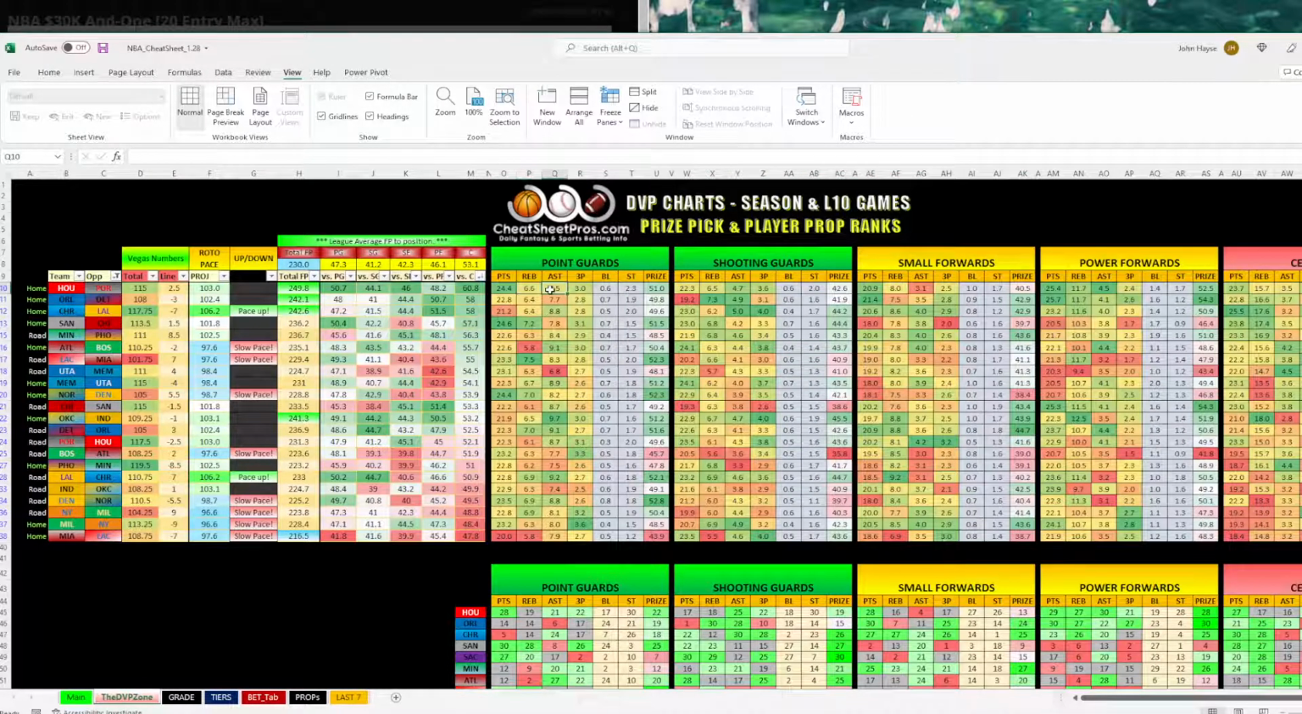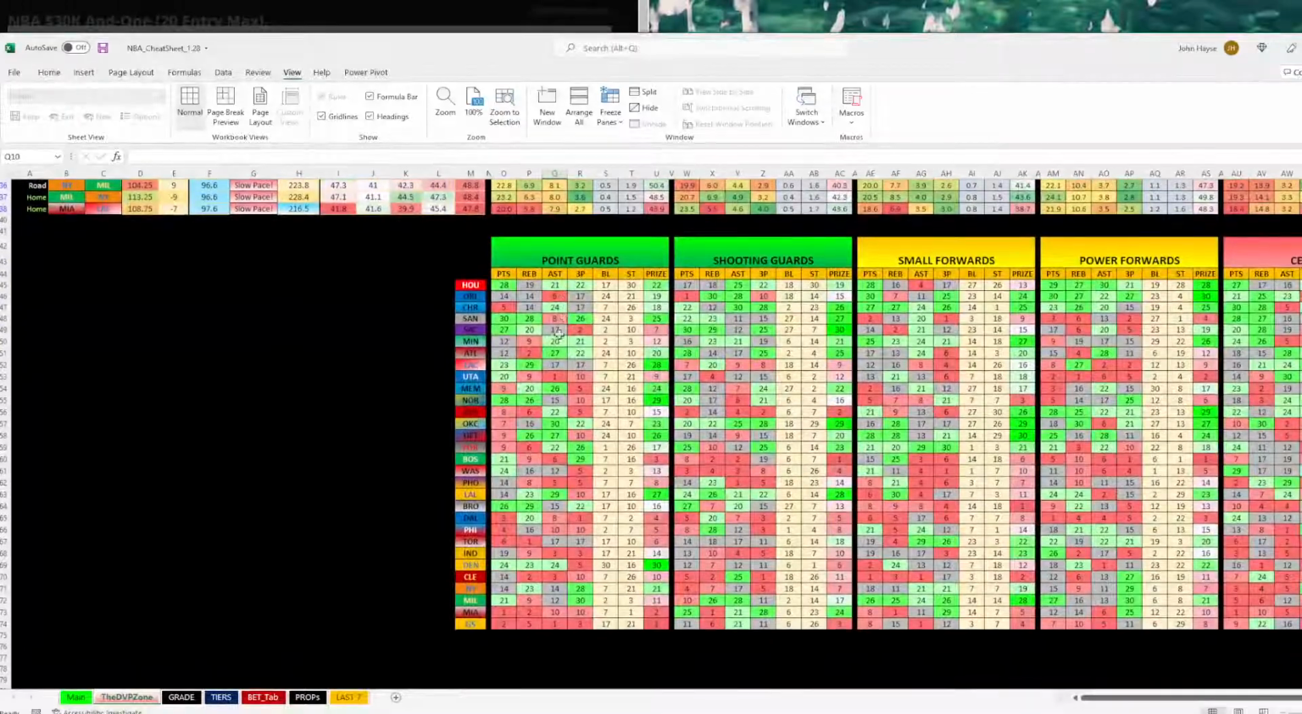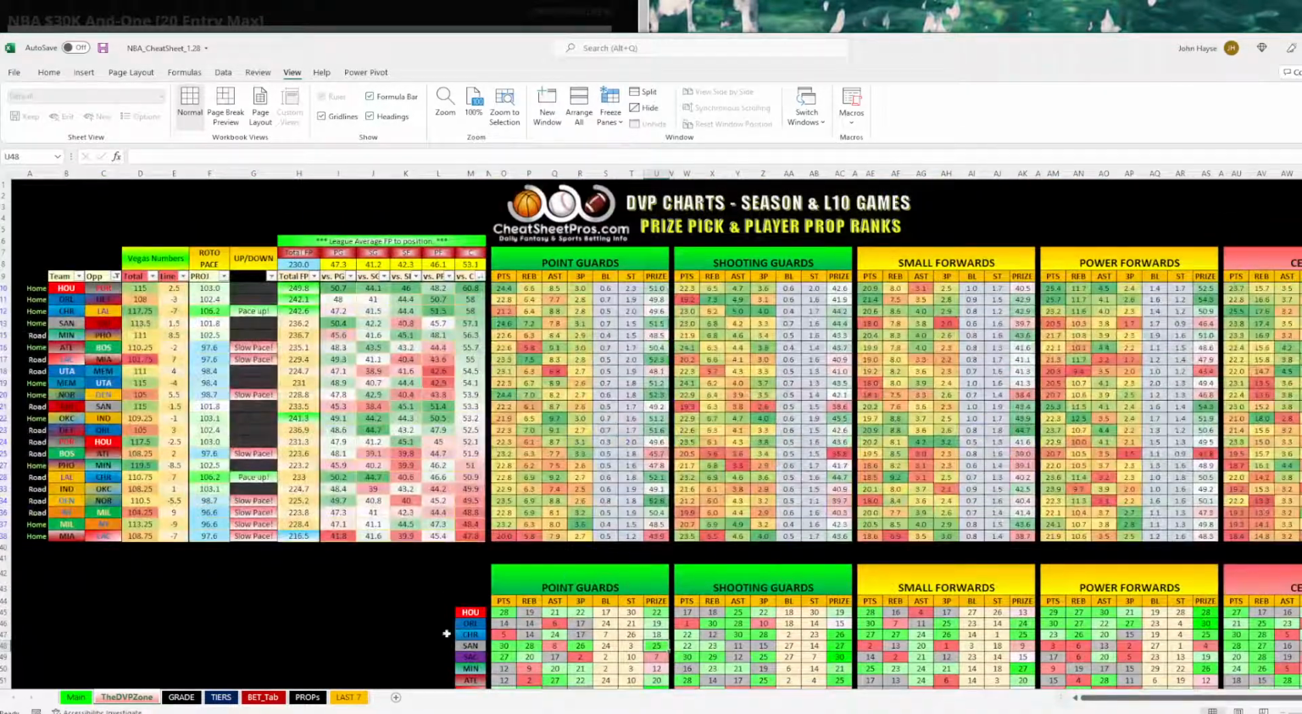And if you don't like looking at the number, if you say 8.5 assists, I don't know, how does that rank? Is that good? Is that bad? Well, scroll on down here and we've got it in a ranking format. So for example, if you're looking for Houston, they give up the 28th most points to the point guard position. So that's a really good spot to target point guards against Houston. San Antonio gives up the most actual points and the 25th most Price Pick points. So that kind of gives you an idea of what we do for player props.